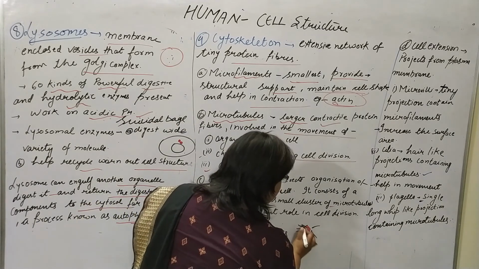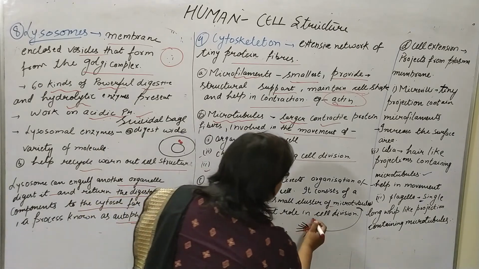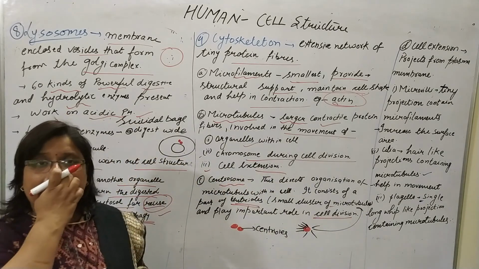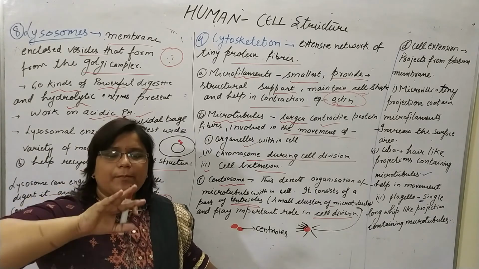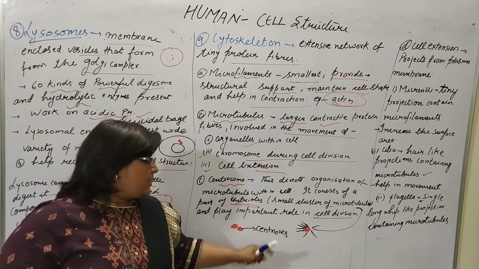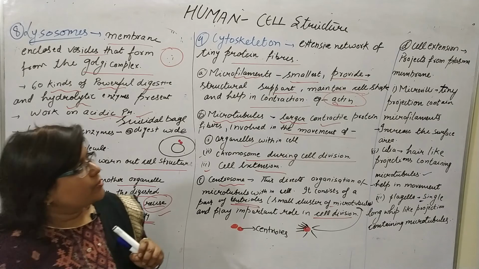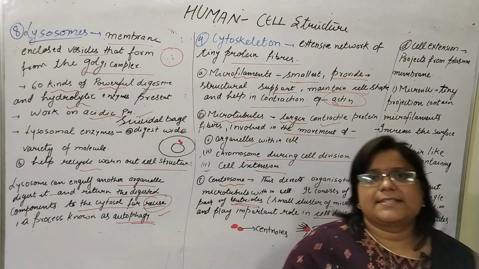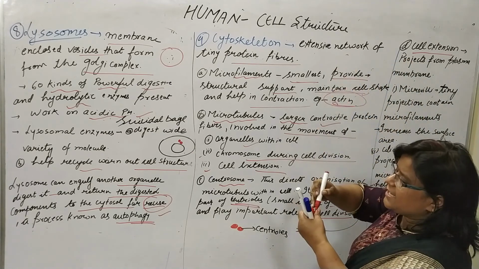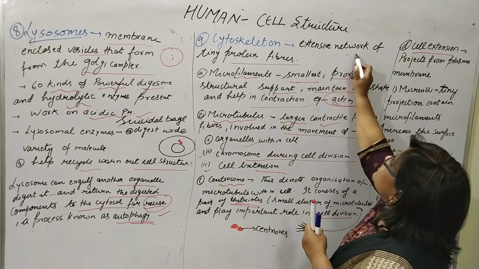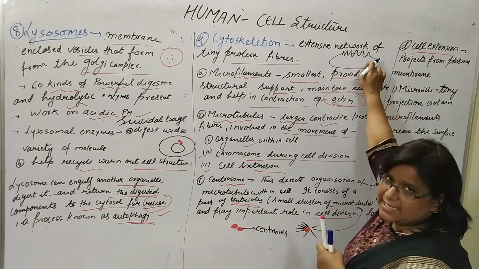These are clusters of microtubules, and these microtubules play an important role during cell division, because during cell division the chromosomes have to move towards the opposite poles, and during this movement the centrioles help. Okay, now the next, and this is the last, that is the cell extension. Cell extension means any cell which extends out, any cell which has an extension or outer structures.